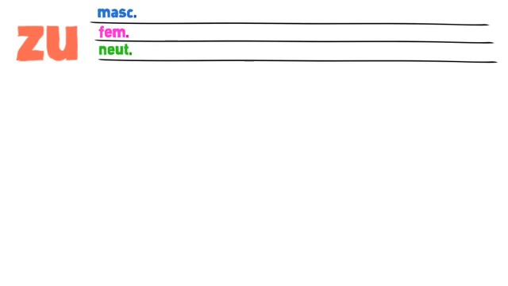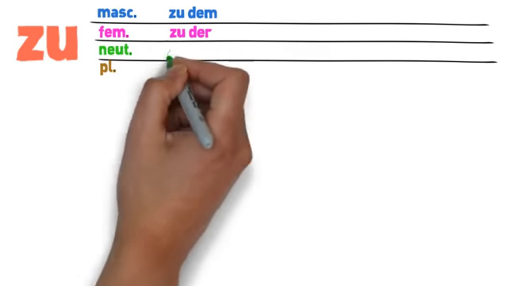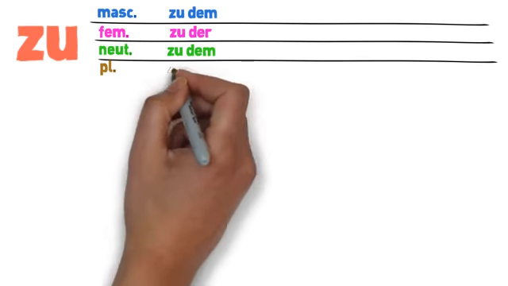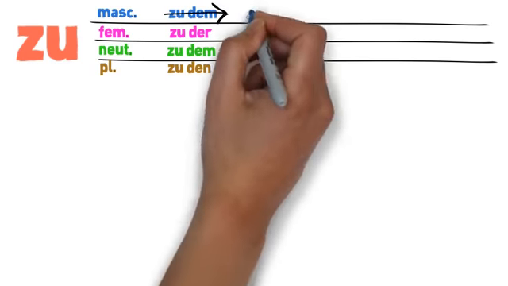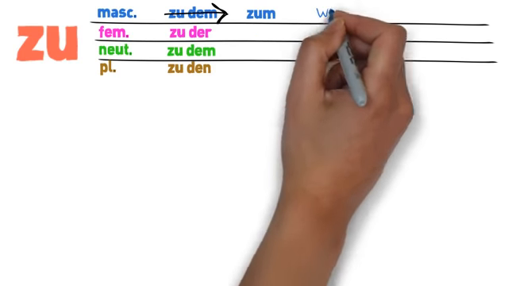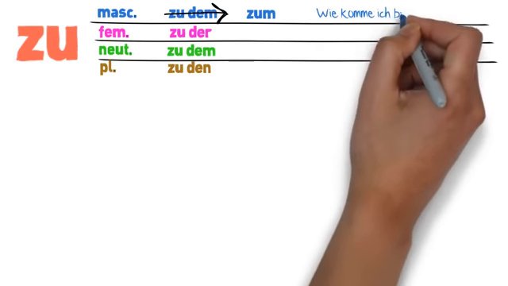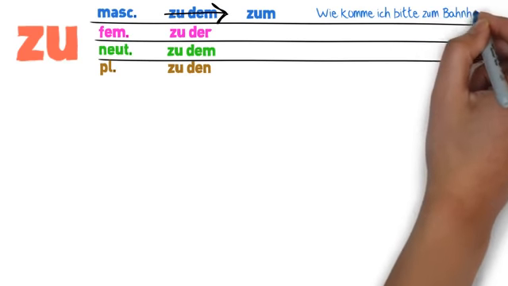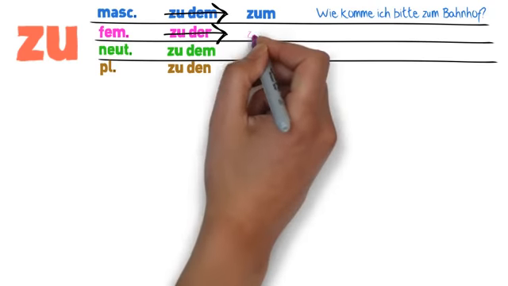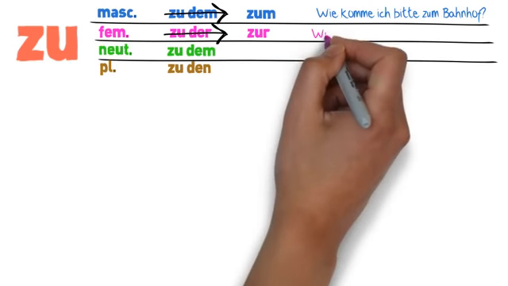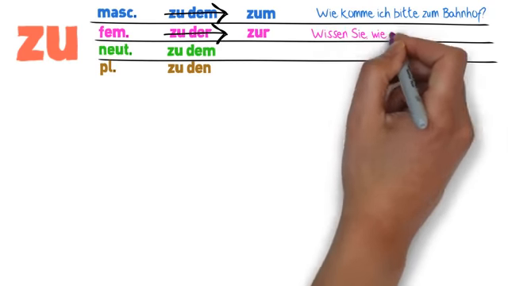With the various genders in the dative case, our options should be zu dem, zu der, zu dem, and zu den. However, zu dem is always contracted to zum, as in, wie komme ich bitte zum Bahnhof? Keep in mind that zum is only one word, but in English it would be 2 words, to the.